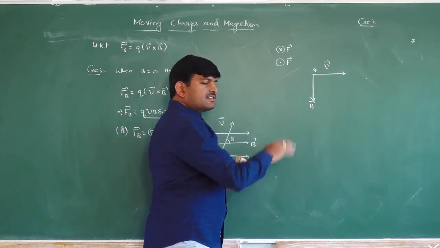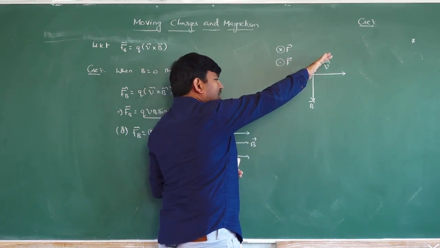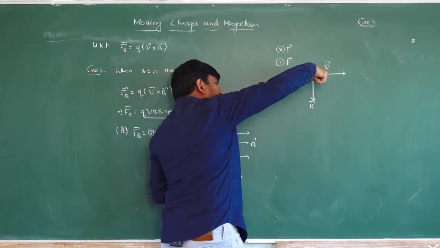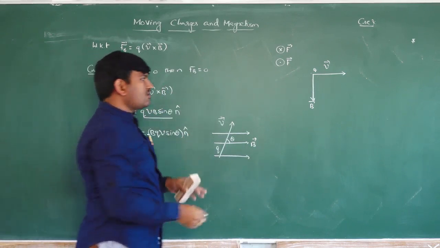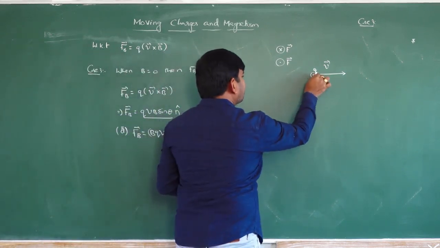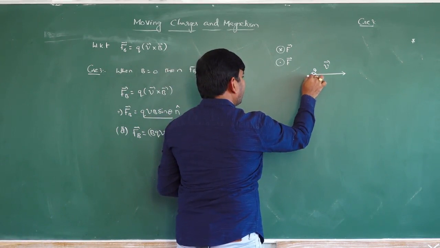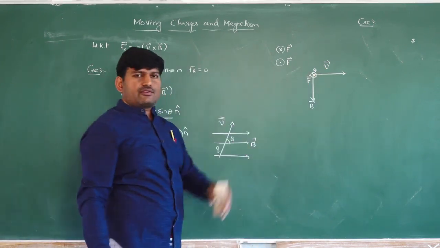Now, according to this, the direction of force is given like this: V bar cross B bar is directed into the board. So, the direction of unit vector is directed into the board. Simply I can draw like this with F like this. It says that force is directed into the board.